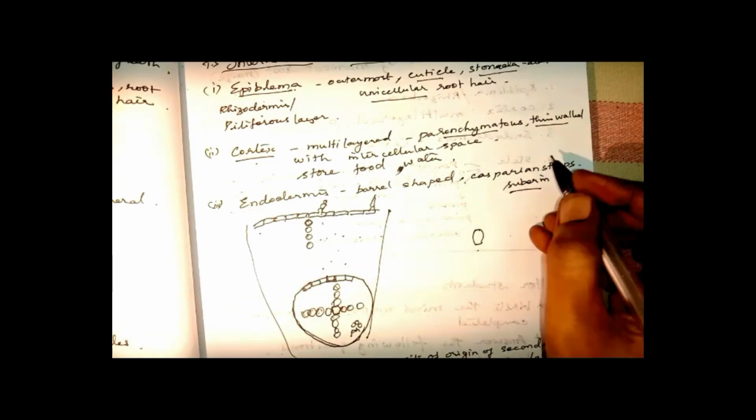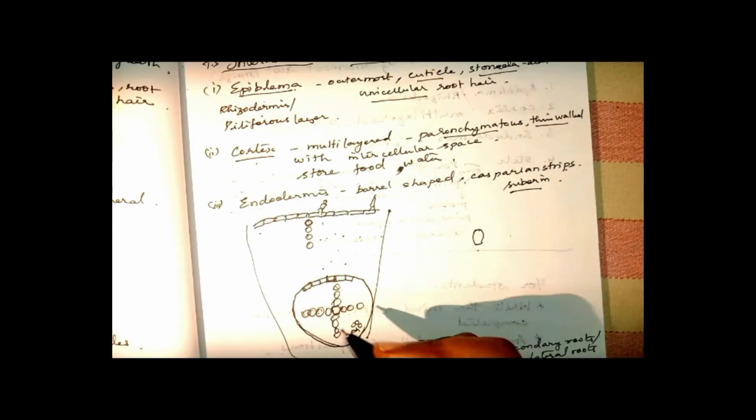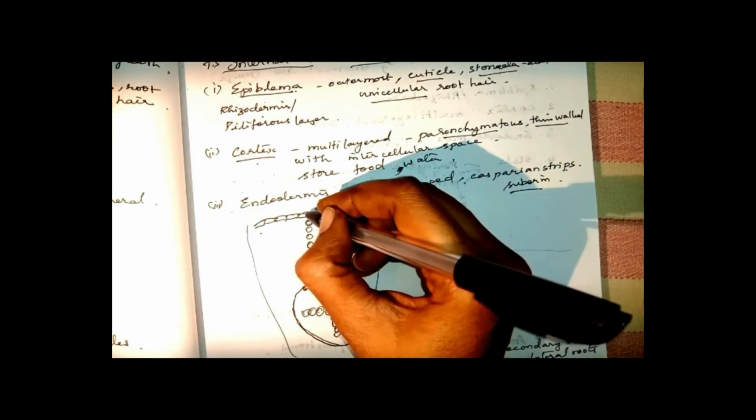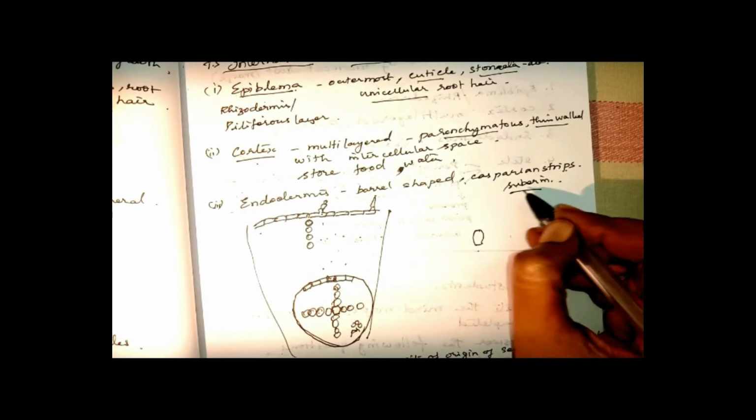These Casparian strips help in directing the water and the dissolved salt from the cortex region into the xylem. This endodermis will have, in between its cells, some cells which are just opposite to the protoxylem. They do not possess this suberin substance. Suberin gives waterproofing. They will not absorb water, and so it is not present in the cells which are opposite to the protoxylem, and these cells are called passage cells.